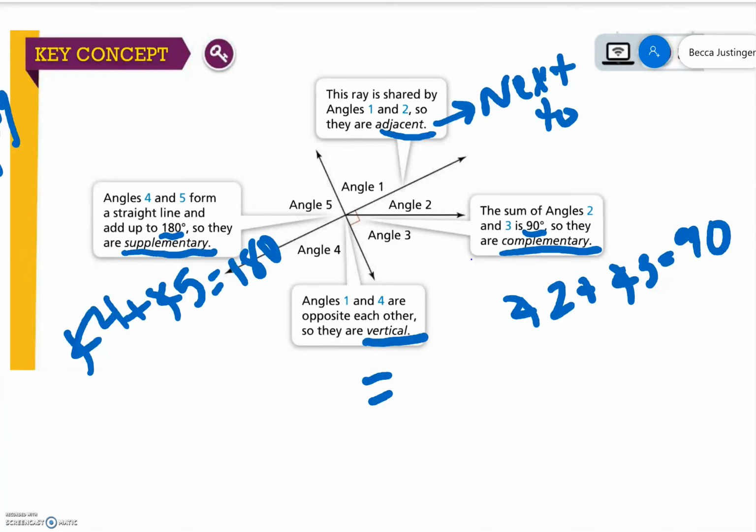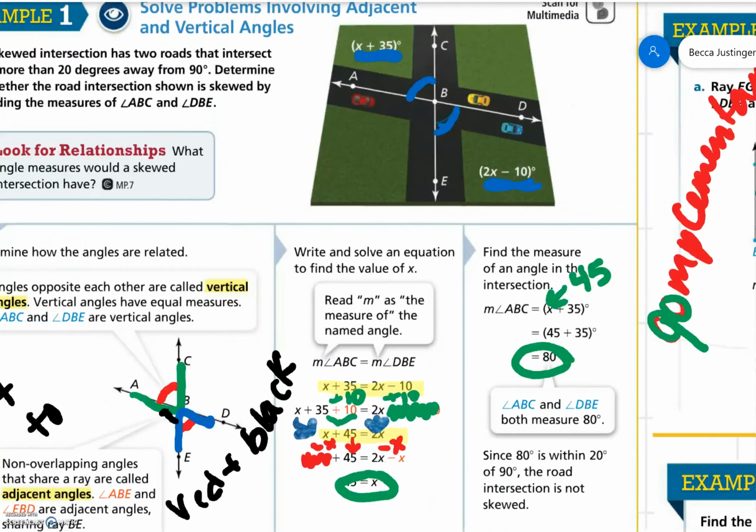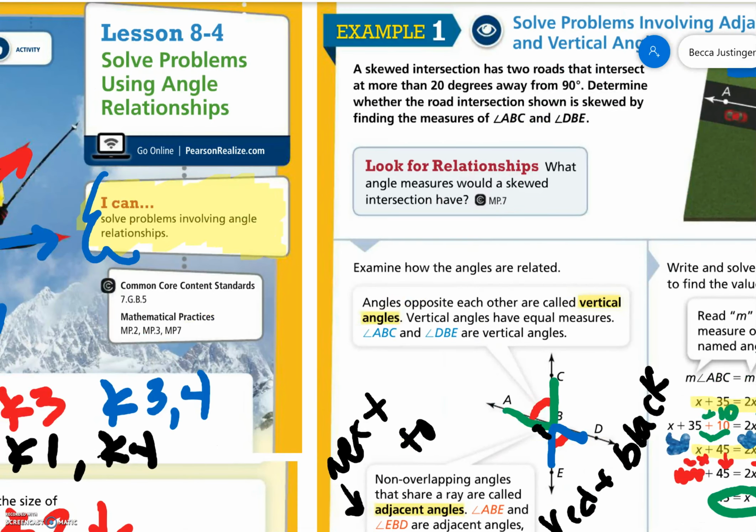Okay, 7th grade, let's say it. I can solve problems involving angle relationships.